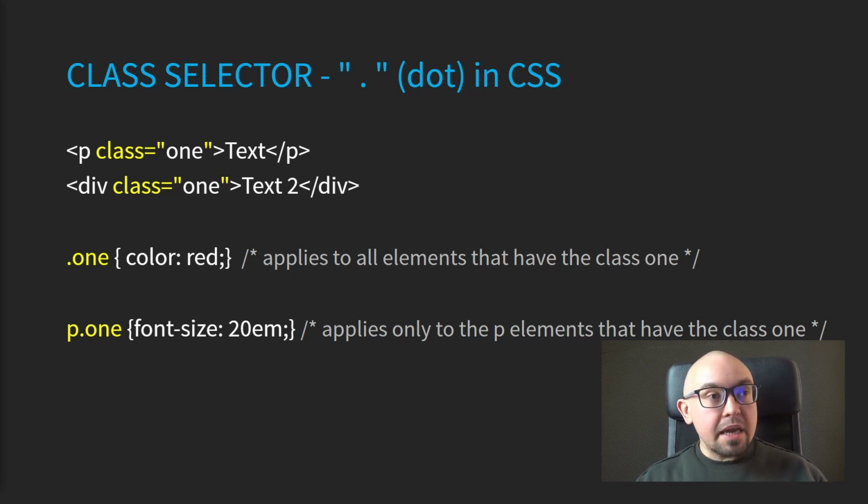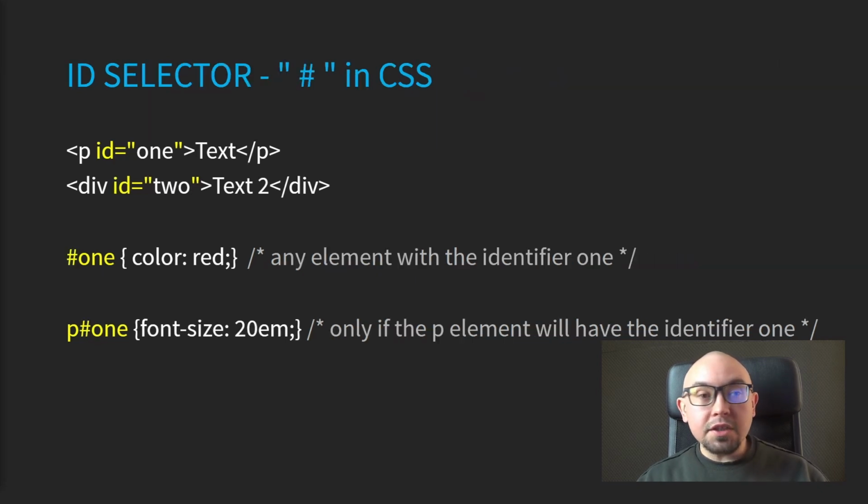If there's a tag name in the selector before the dot, as in our second example, the selector will match all the tags of a certain type with the specific class. In this case, all the p tags with the class 1. At the top, you can see how to add the class attribute to our element in the HTML file. We might as well use an identifier, although it's less popular.